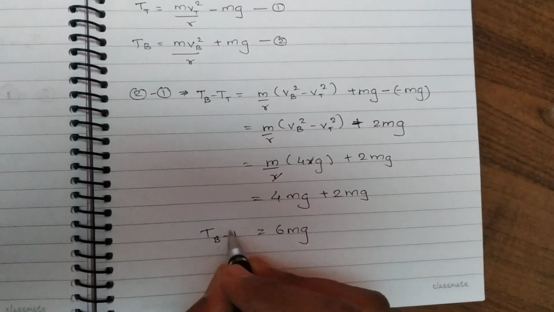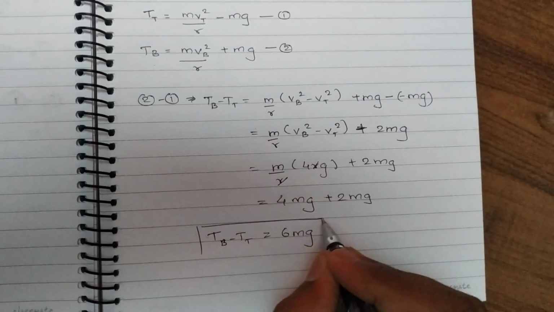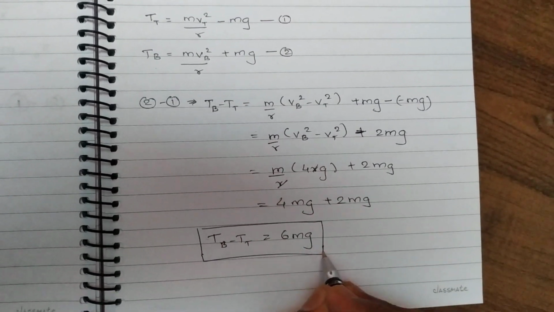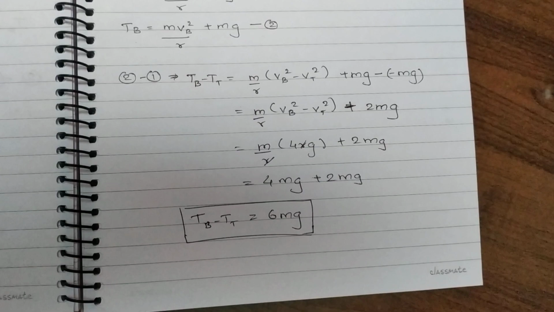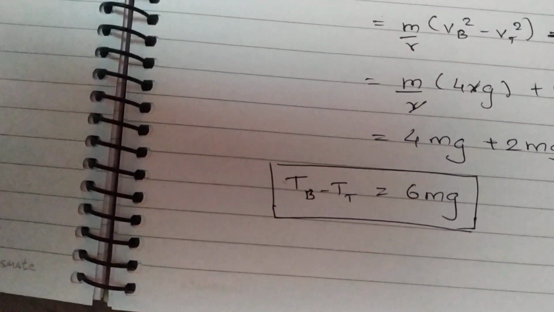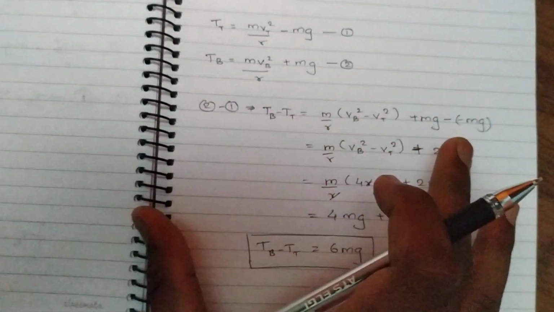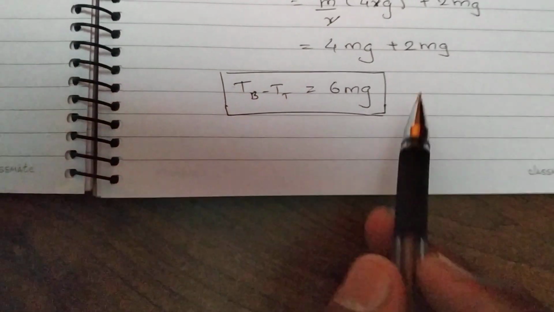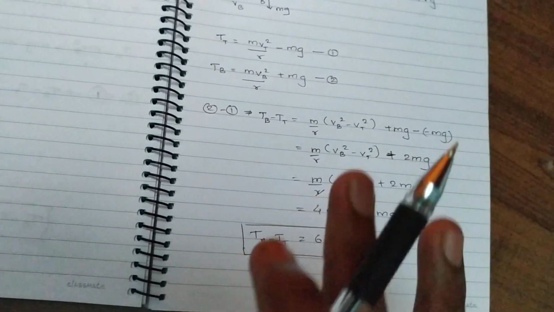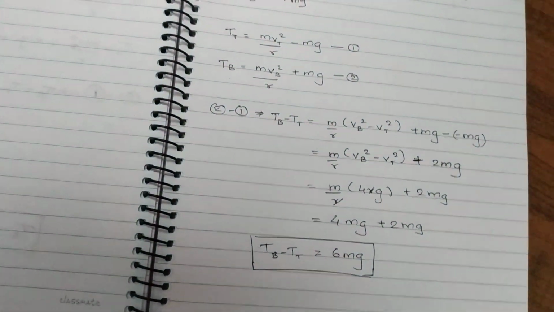So in this video, we have derived that the tension at the bottommost point and the topmost point will have a difference of 6mg. Please note that this is a general expression. That means this difference in tension is applicable for any condition if the circular motion is a vertical circular motion.